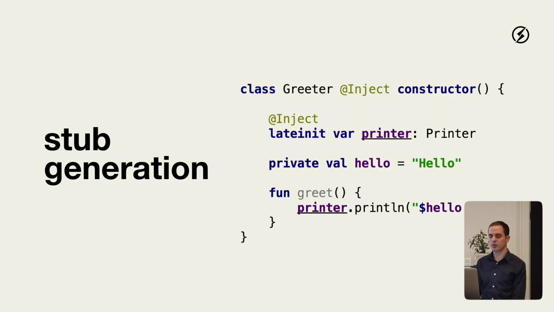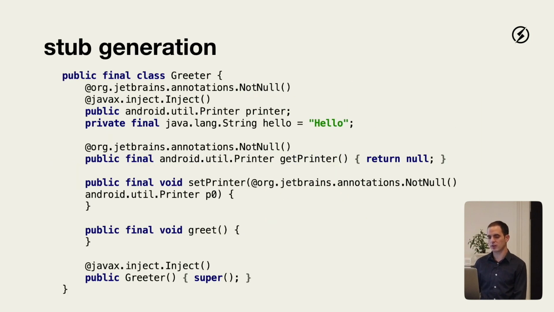So let's talk about the stub generation. We have this very simple class which should not be written at all. This is just an example. So we have a greeter class which has a constructor, some properties and a function, and it has some annotations in it. And the stub generation will look at this source code and generate this stub from it. Actually, if you go to the build folder in your module, you can find these stubs, I think under the temp or some directory. But if you search for stubs, you will find these stubs generated.